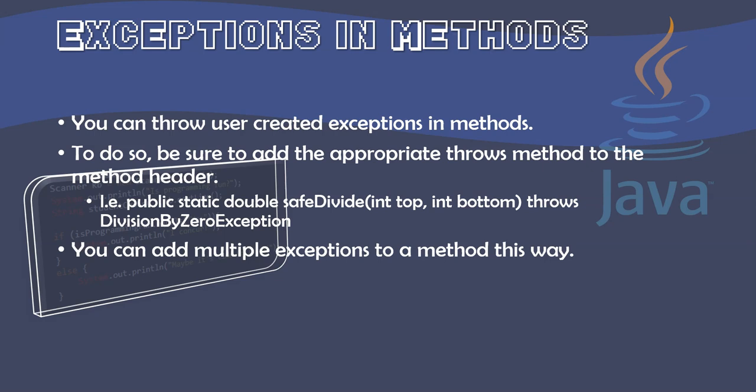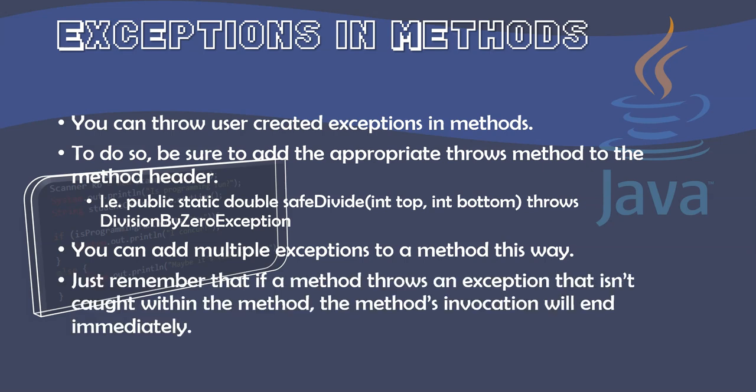Now, of course, you can also put multiple exceptions on a method in this way, because if you have a method that maybe is going to throw more than one exception, this can be really helpful rather than trying to, again, use that individual line of code to get what you want. Now, just remember that if a method throws an exception that isn't caught within the method, the invocation will end immediately. So if you don't catch that, it's just going to terminate out of that method and then proceed on.